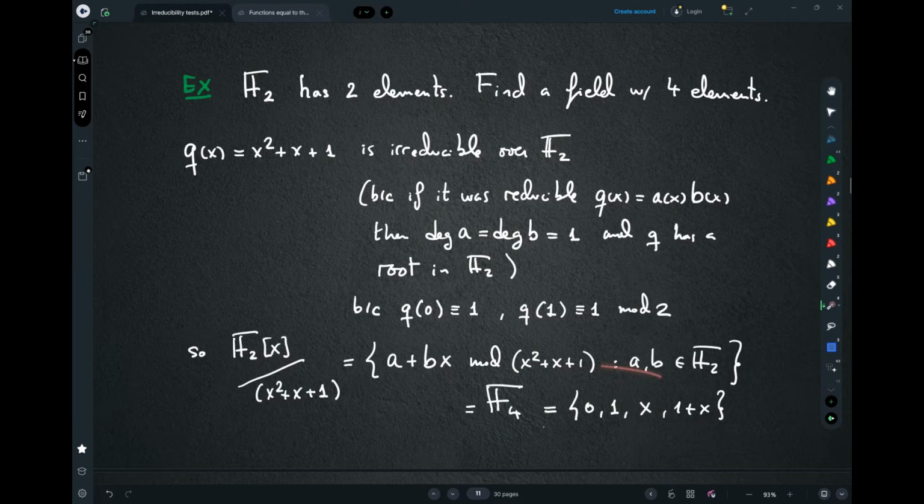So that is a field with 4 elements. By the way, note that Z modulo 4 is not a field because the class of 2, for example, is a zero divisor, so that is not a field. So this is an example of a field with 4 elements. And using the same construction, you can build fields with p to the n elements for any prime p and any n.